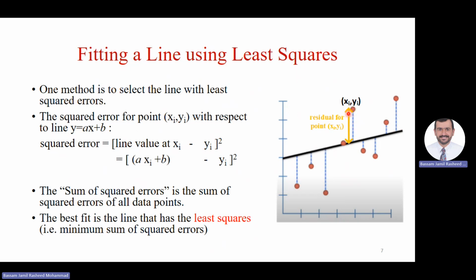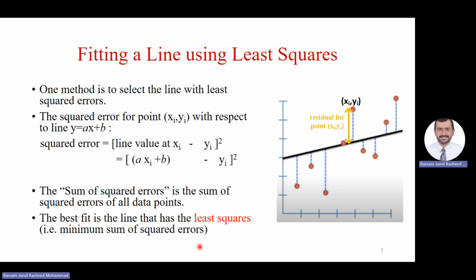The difference is the error. So the sum of the squared errors: I have this squared error for this point, I add it to the squared error for this point, to this point, to this point, etc. The sum of the squared errors is the sum of the squared errors for all the data points. And the best fit is the line that has the least squared errors.